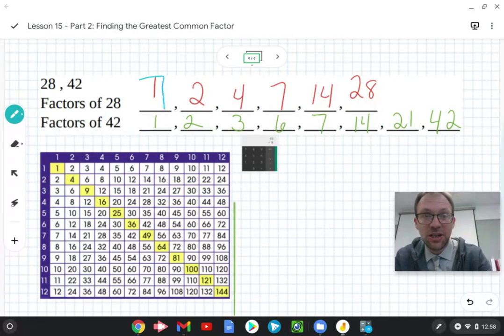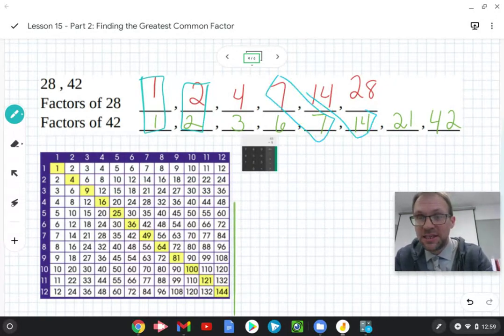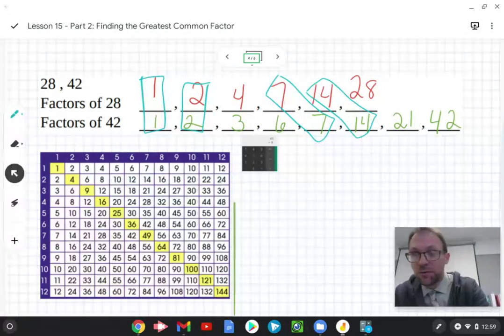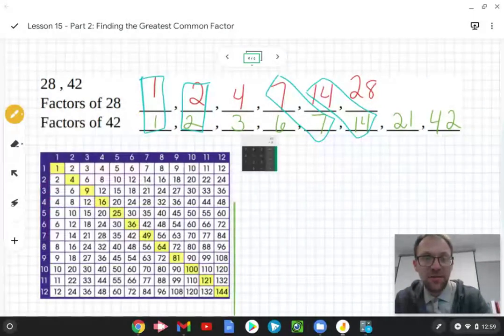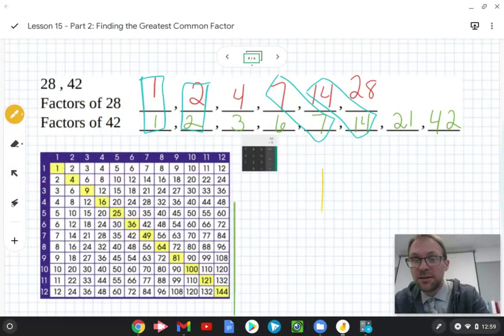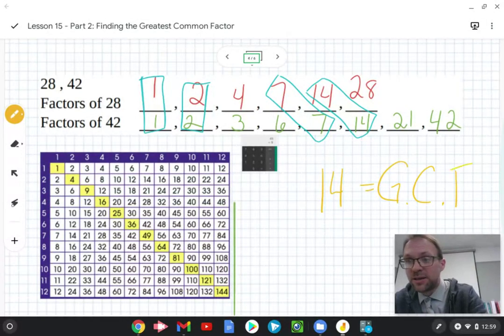So let's see. They share 1. They have the factor 2 in common. I see 4 and 3. Nope. 7 and look, they have 7 in common. They have 14 in common. Oh my gosh, look at all these common factors. And that's it. So if we're going to find the greatest common factor or the biggest one, well, it's pretty obvious now that I've found them all that 14 is what we call the greatest common factor.